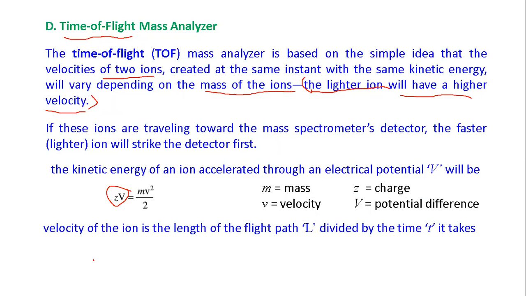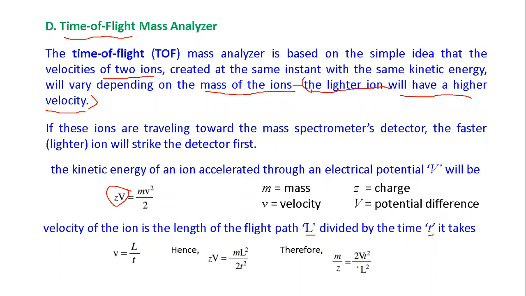Now, the velocity of an ion is defined as the length covered divided by the time. If the length is L and the time taken is t, then small v is L by t. You can replace that in the equation, so zV is equal to m L square by 2 t square. From there you get m by z as 2V t square by L square.